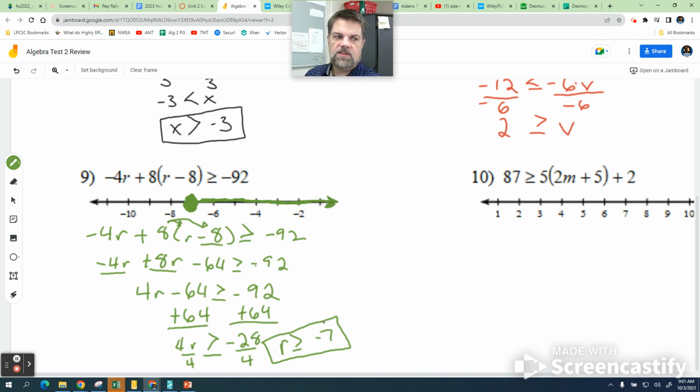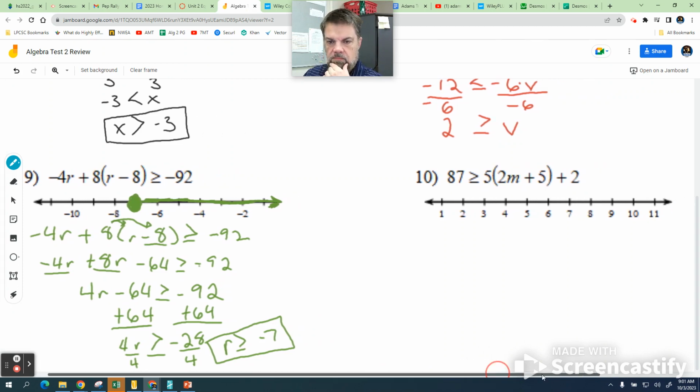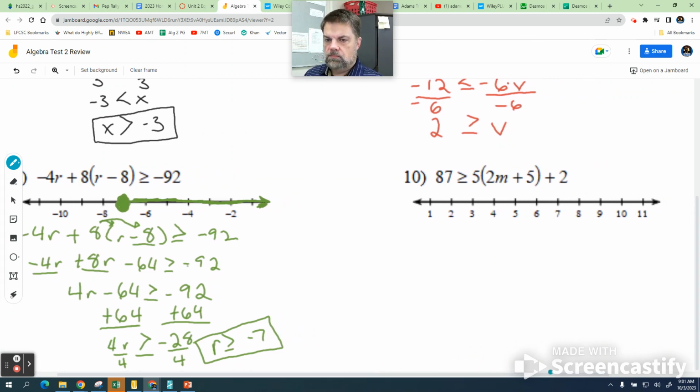All right, let's do the next one. So I've got to distribute this 5 through the parentheses, don't I? So this next line is 87 is greater than or equal to, what's 5 times 2m? 10m. What's 5 times 5? 25. Positive 25, right? And then we can't forget about our little plus 2.